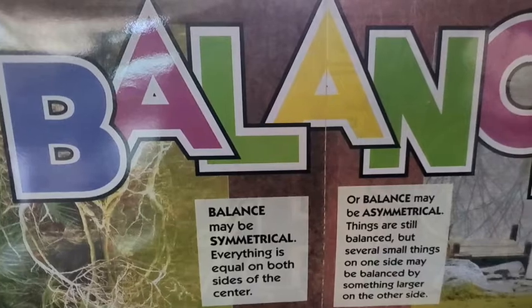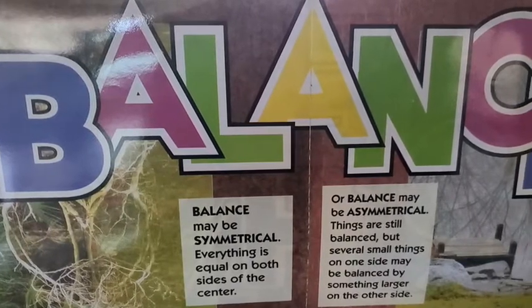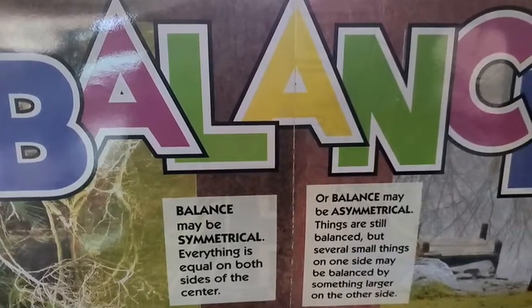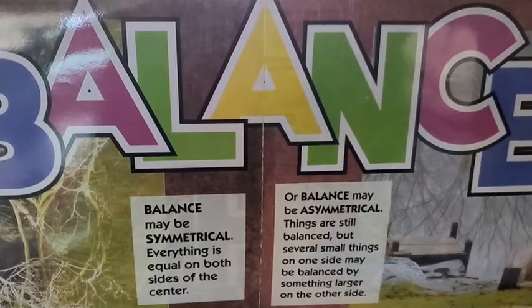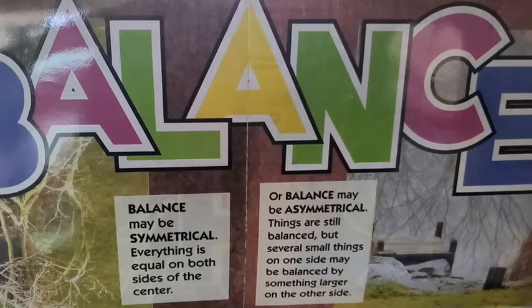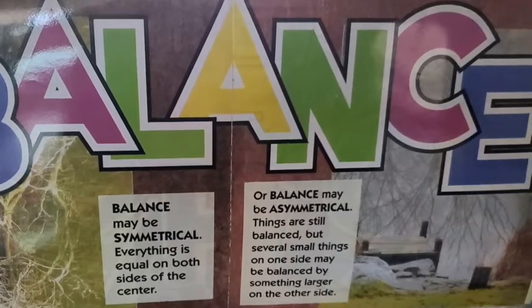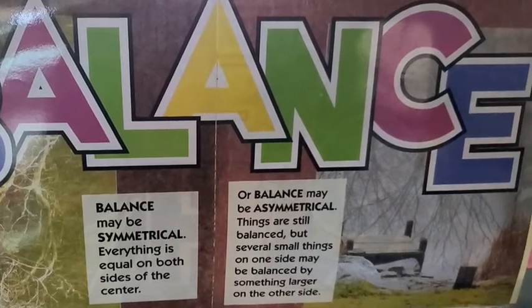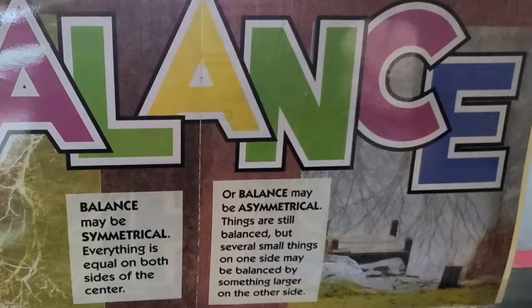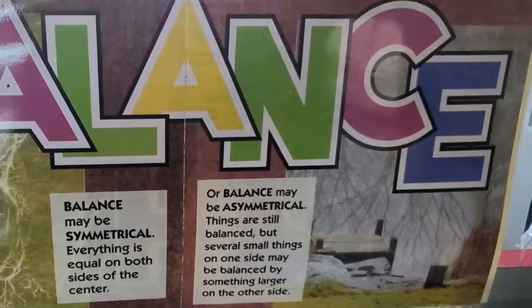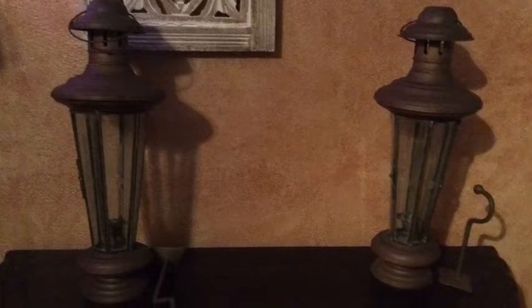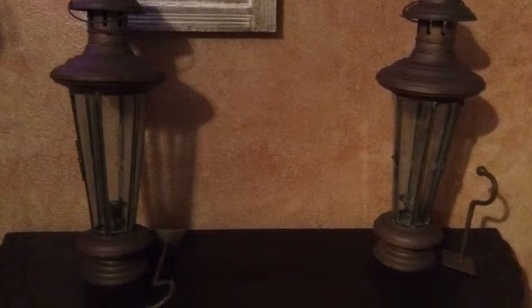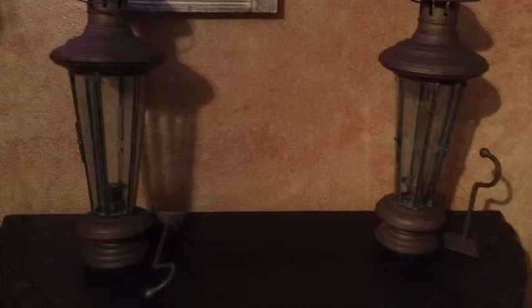Balance. Balance may be symmetrical, which means everything is equal on both sides of the center, or balance may be asymmetrical. Things are still balanced, but several small things on one side may be balanced by something larger on the other side. Like these lanterns, these are symmetrical. They're equal on both sides of the center and the same size.